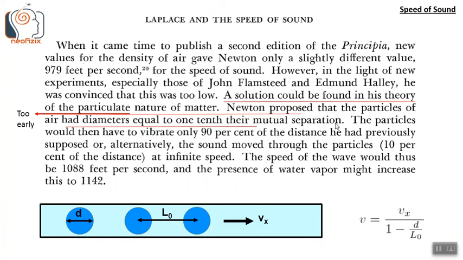So Newton proposed that the particles of air had diameter 1/10, so that is why they get this correction. So basically, the particles would have to vibrate only 90% of the distance that he had previously supposed, or alternatively, the sound moved through the particles 10% of the distance at infinite speed. So through the particle itself, the propagation is infinite. That is what we had also discussed earlier. So that's how we get the correction. That is what Newton thought.